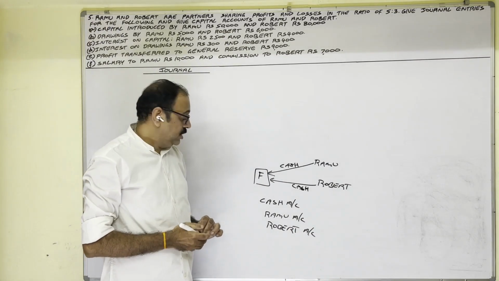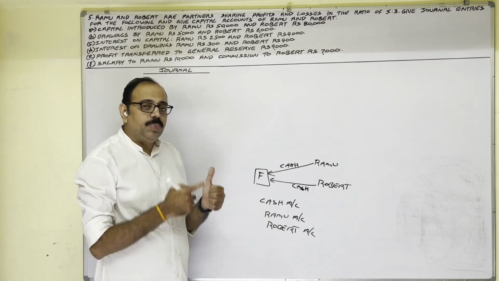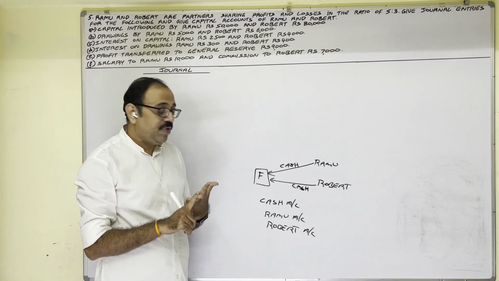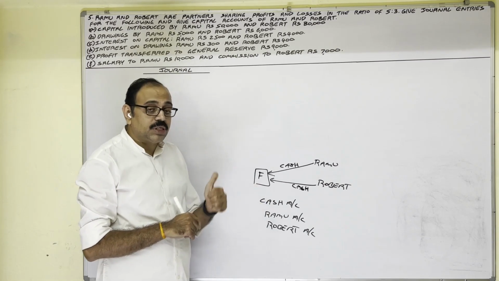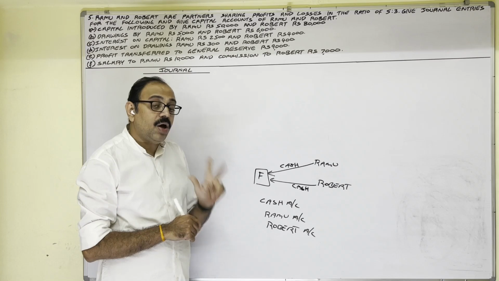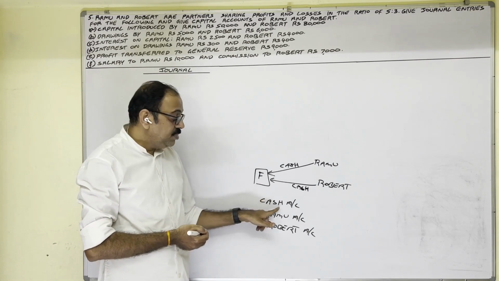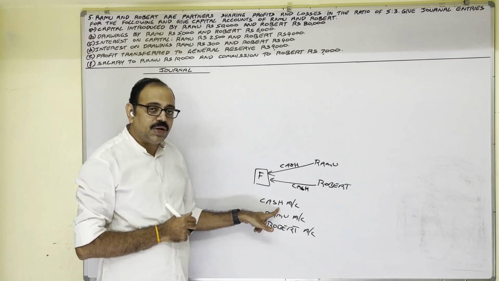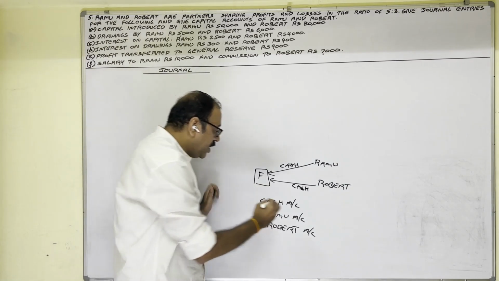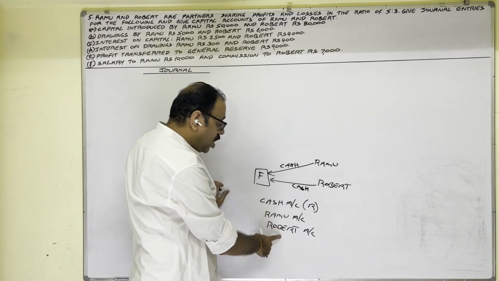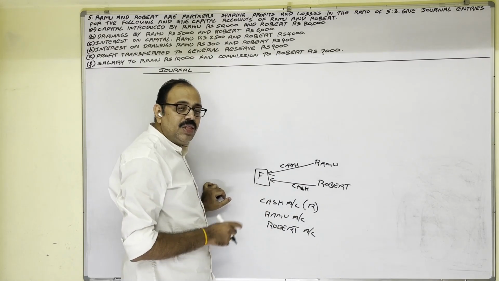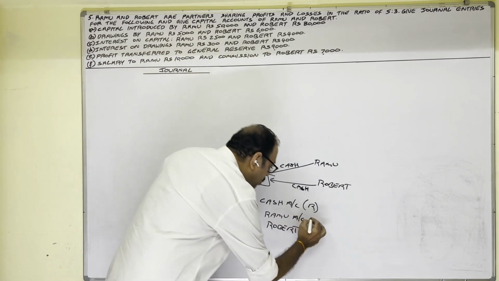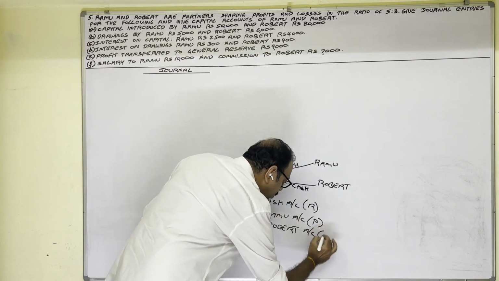Second step: accounts are of 3 types: personal accounts, real accounts, nominal accounts. We have to identify whether the cash account is personal, real or nominal. Cash means asset. With an asset name, if you open any account, that is a real account. So cash account is a real account. Ramu, Robert are person names. With person names, if you open any account, that is a personal account. So these two are personal accounts.